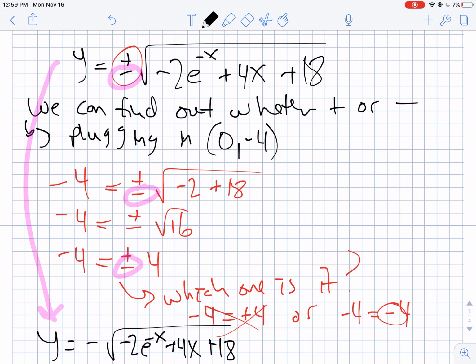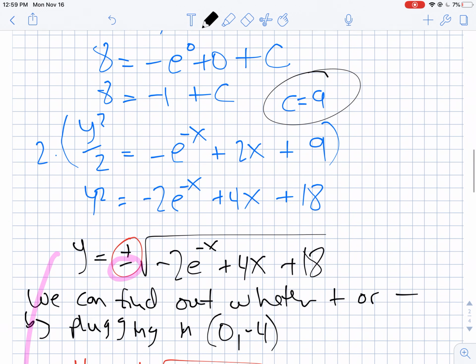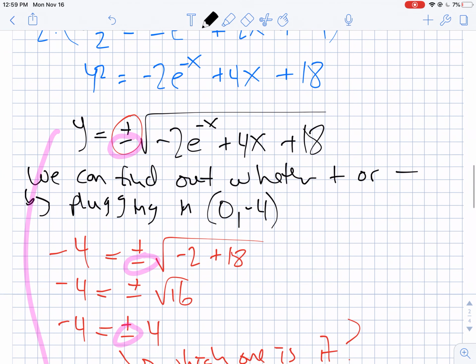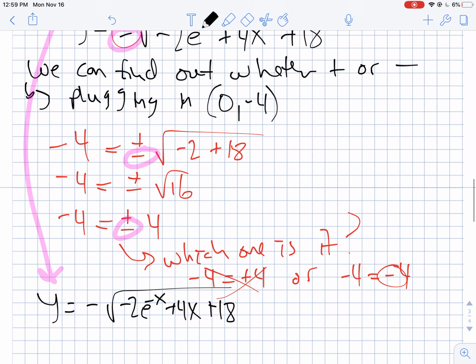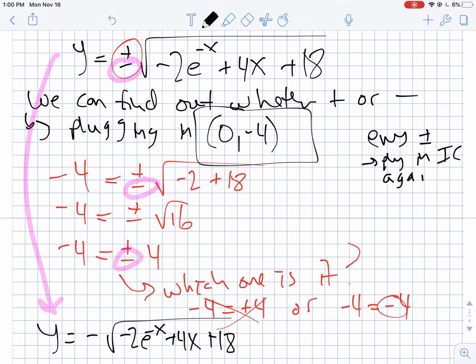Okay, so this problem is going through the same strategy, but as we did this, we ended up with a plus or minus, and then we just had to plug in that 0, negative 4 again to help us figure out whether it was plus or minus. And this will happen every time you have a plus or minus. You're always going to do this. You're just going to plug in the initial condition, the IC, again.